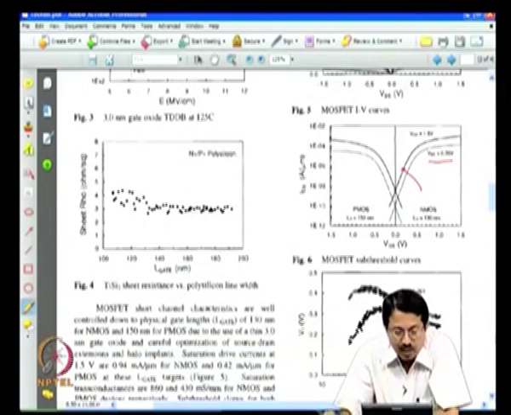So, this is just to show that your polysilicon gate, because of the silicidation, has reasonably low resistivity, right. Sheet resistance is of the order of 3 to 4 ohm per square, which is fairly good.